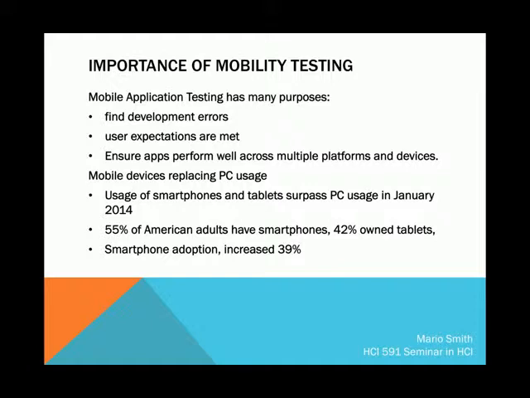Mobile device usage has increased to surpass PCs in January of this year. They say that 55% of American adults have smartphones, while 42% own tablets, according to Pew Research Center. Smartphone adoption has increased by 39%, according to research firm IDC, and they attribute this trend to improved user experience on mobile applications and the expansion of high-speed 4G.